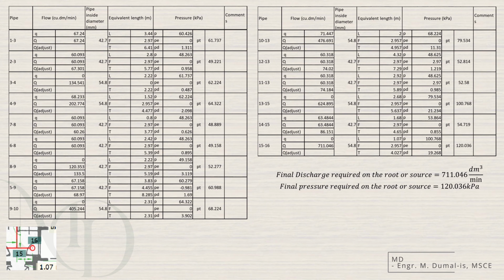Looking at the last row, the total discharge is 711.046 cubic decimeters per minute, and the total pressure demand is 120.036 kilopascal. These values represent the final demand at the source or the water supply node for the entire sprinkler system. That would basically be the answer to example number 4.